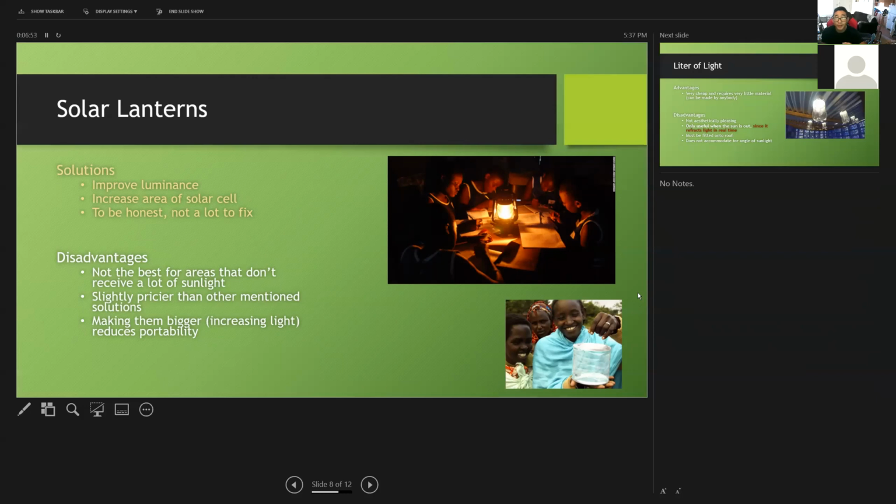But as soon as you start to make the solar lantern bigger, you start to sacrifice the portability of it, which is one of the main appeals of having a solar lantern, because it is a portable light source and you're supposed to carry it around and not just leave it in a room. So there's a trade-off there between portability and making it brighter and bigger. Other than that, though, we determined that solar lanterns are pretty great. Not too much to fix.